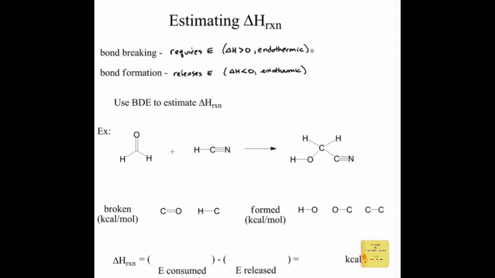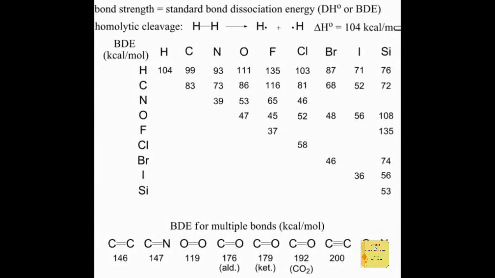Now, knowing that this is true, what we can do is we can use a table of average bond strengths to estimate the heat of the reaction. We can look at what's known as a bond dissociation energy to decide the relative strengths of the bonds that are being formed and the bonds that are breaking. So let's take a look at a sample of a table that might show some bond dissociation energies.